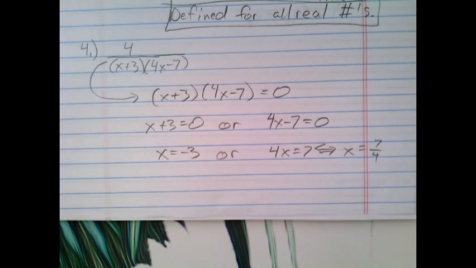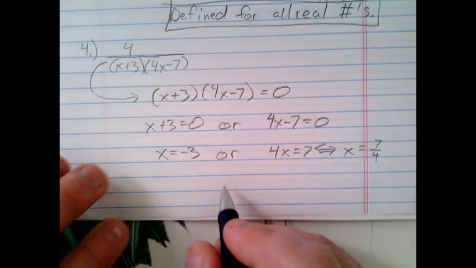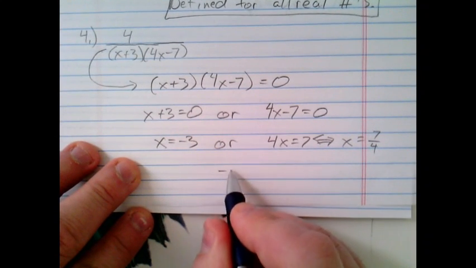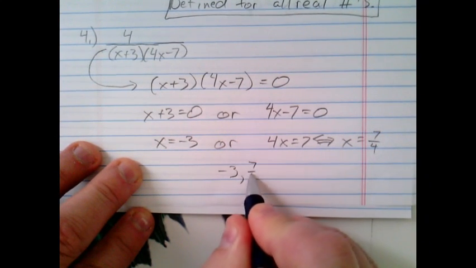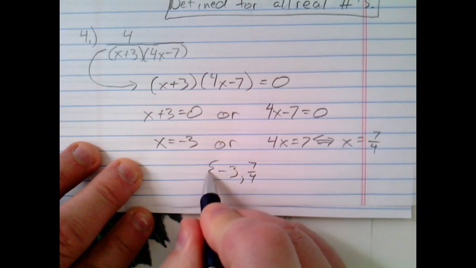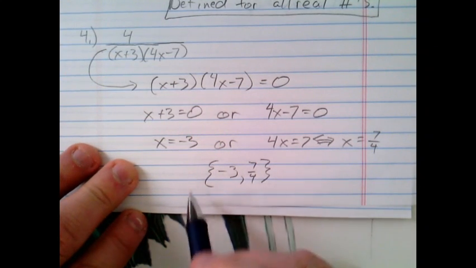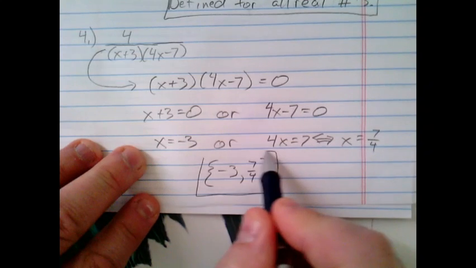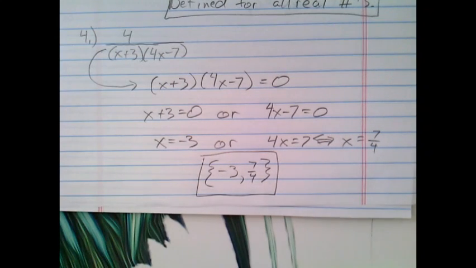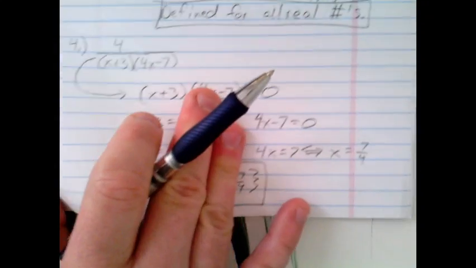One nice way to write your answer when there's 2 solutions is just to write a little discrete set. The symbol for a discrete set is what we call a brace, or some people just call it a squiggly bracket if they can't remember the word brace. That's how I would write my answer for number 4. It's a set of two values for which the denominator is undefined, -3 and 7/4.